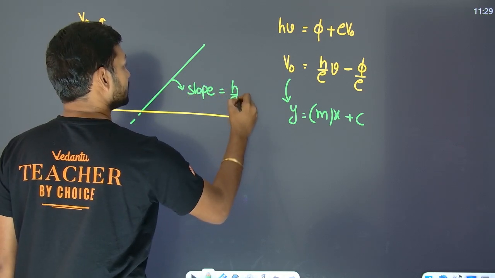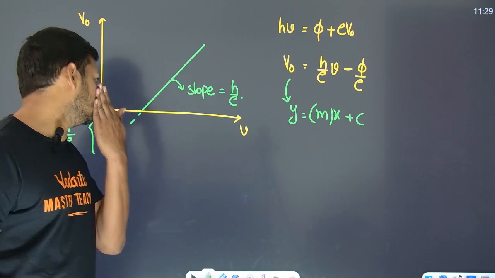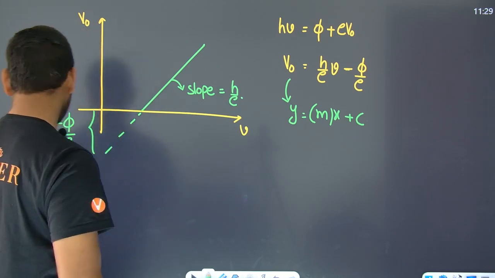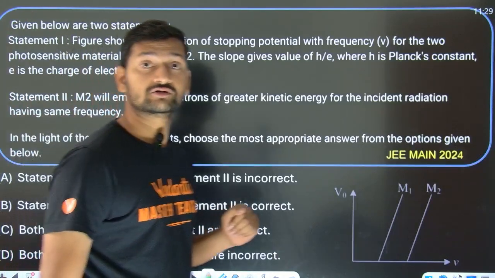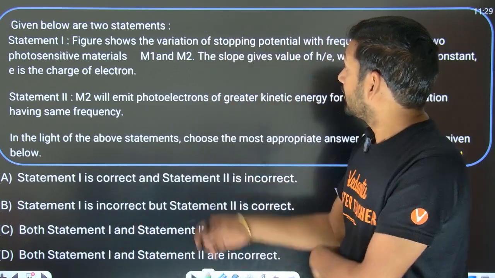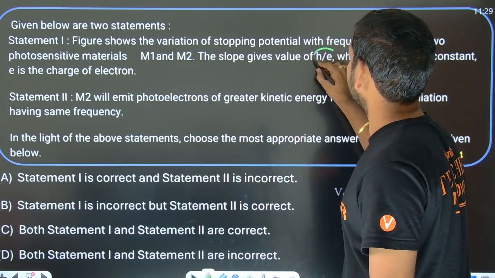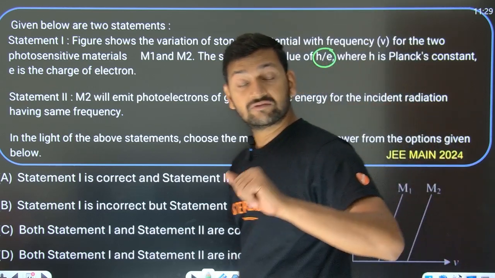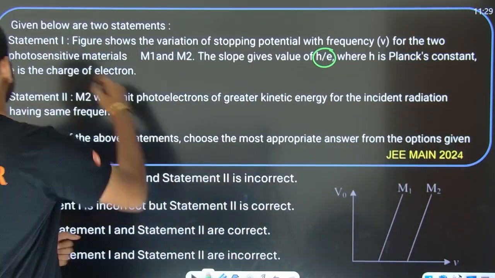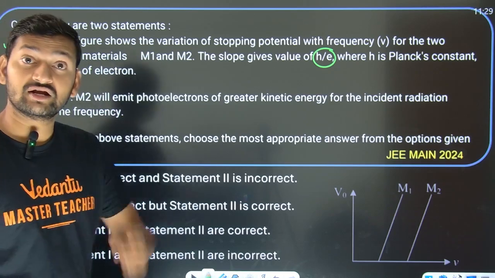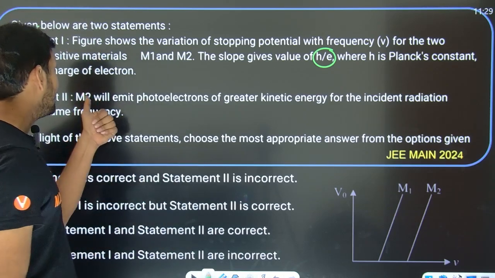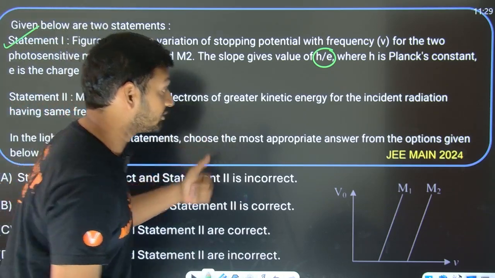So now let us go back and see. Figure shows the variation, right? And it said the slope gives you h by e value. That means statement 1 is correct or not? Yes, statement 1 is correct. Now let us look at statement 2. Statement 2 says M2 will emit photoelectrons.